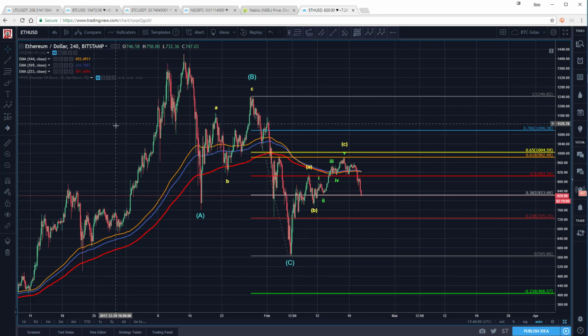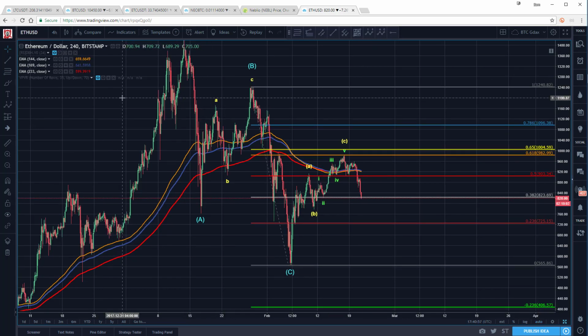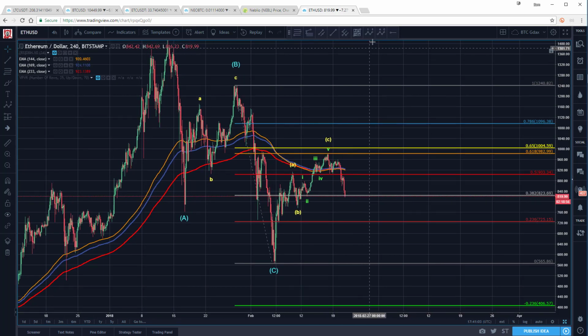So where would that leave us here? Well, if this starts to accelerate down, so far we can maybe make the case that we've got a 1, 2, 3, 4. If we start to go down in 5, well, that would not be good for bulls.